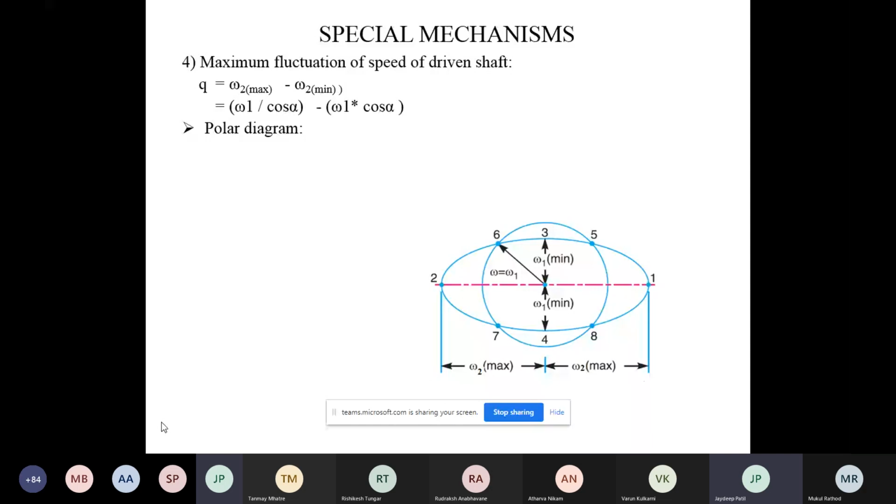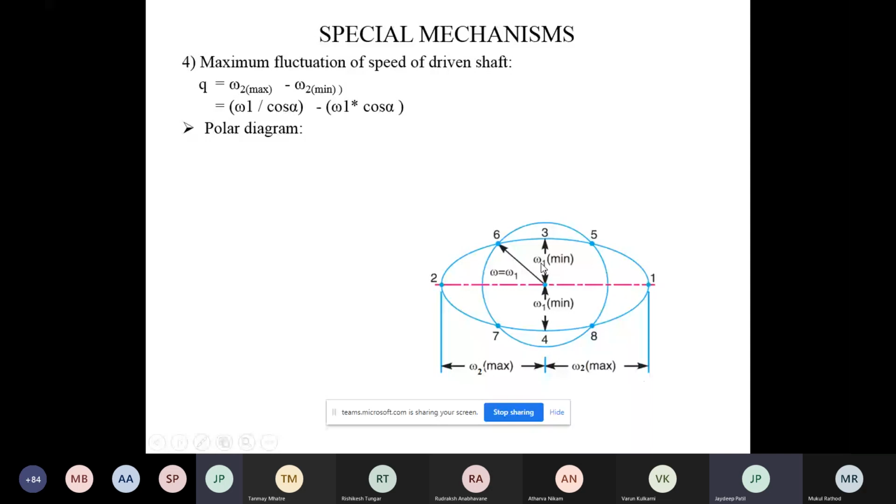Okay, now where will you get the minimum speed of the driven shaft? What is the condition of minimum speed of the driven shaft? Cos theta is equal to 0. Means theta should be pi by 2, 3 pi by 2, means 90 degree, 270 degree. Means when your driving shaft turns at an angle of 90 degree or 270 degree, you will get the minimum speed of the driven shaft. Here is the minimum speed of the driven shaft, omega 2 minimum.